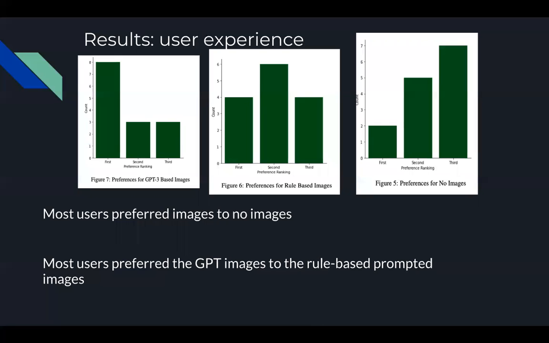And also, kind of unsurprisingly, most people preferred the GPT prompted images as opposed to the rule-based ones. And again, this wasn't an overwhelming sentiment, but this is unsurprising to us because Pixray and CLIP and VQ, they're all trained on natural language captions. So we kind of assumed that they would do the best with a natural language prompt as well.